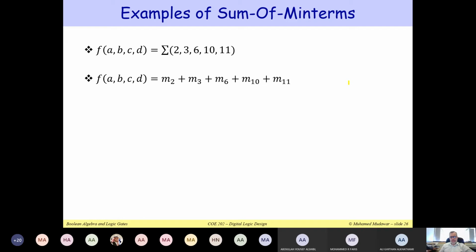X bar, Y, Z bar. It's actually A, B, C, D. Here are the names of the variables. A prime, B prime, C, D prime. Exactly.